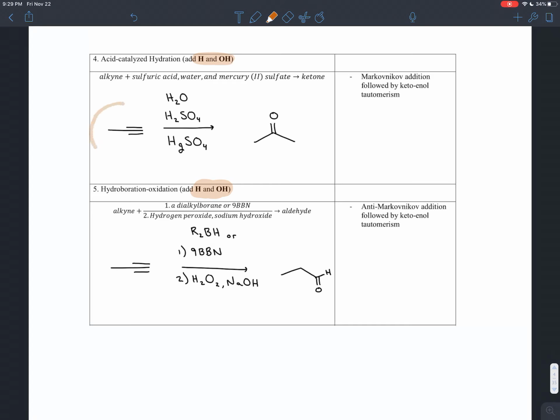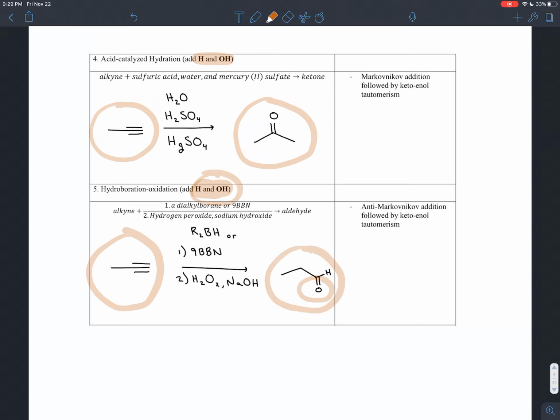But if you compare this original molecule with what you have after you add an H and an OH, you don't see an OH anywhere. You see a double bond to an oxygen. And when you compare the same thing with hydroboration-oxidation, you add an H and an OH, but you don't see the OH anywhere. You see an oxygen with a double bond.